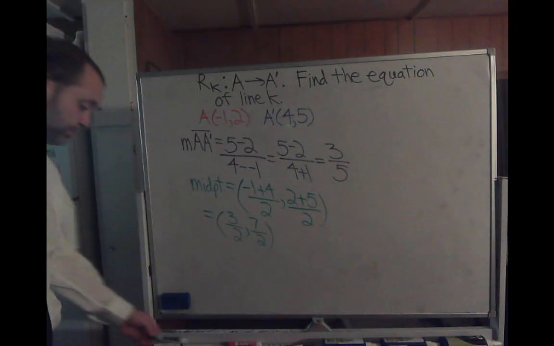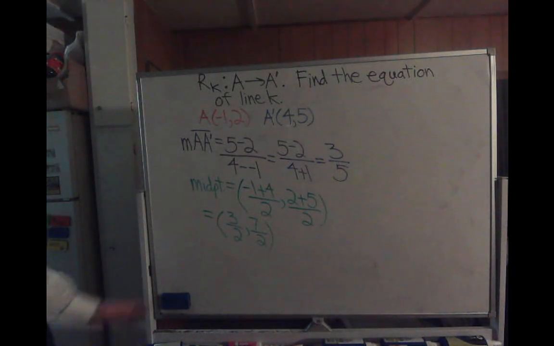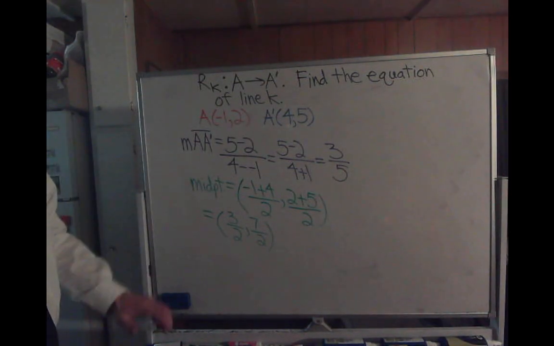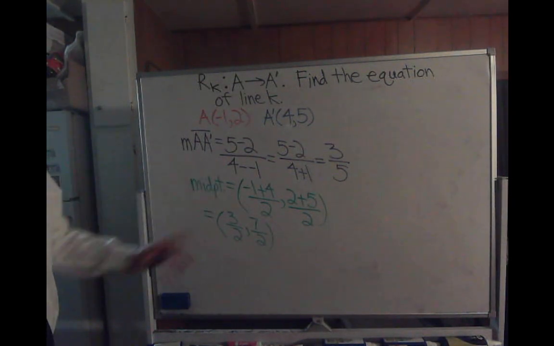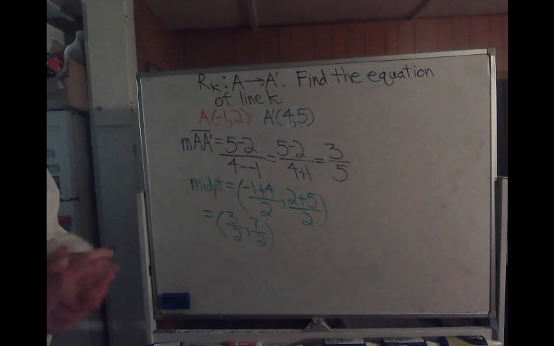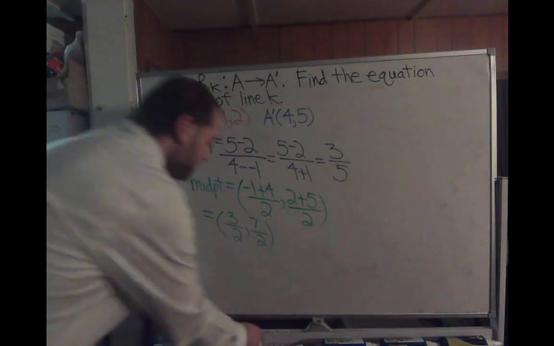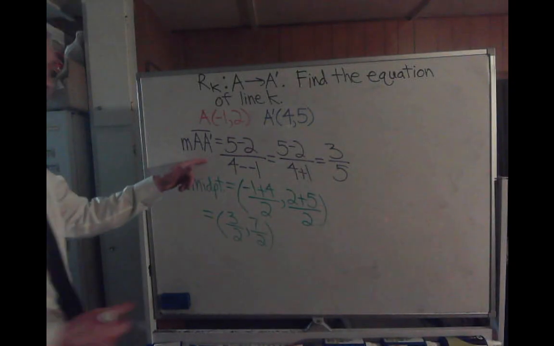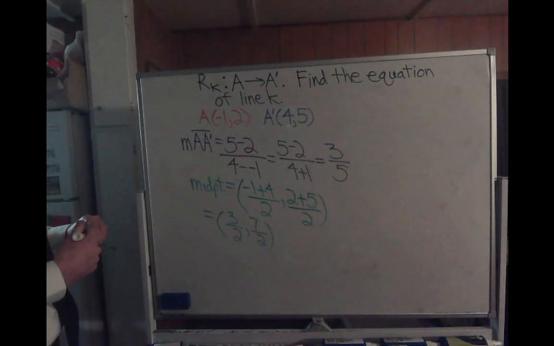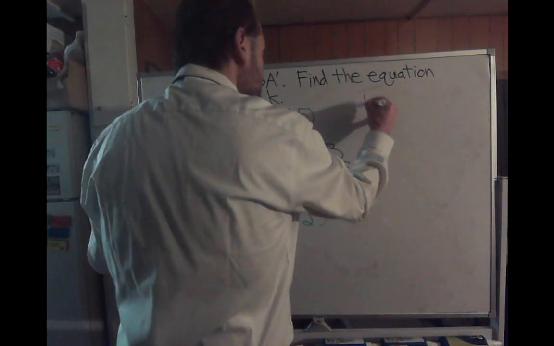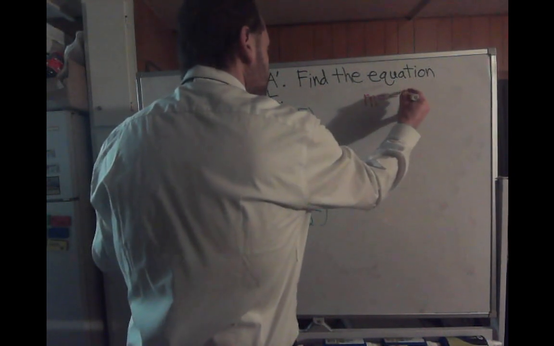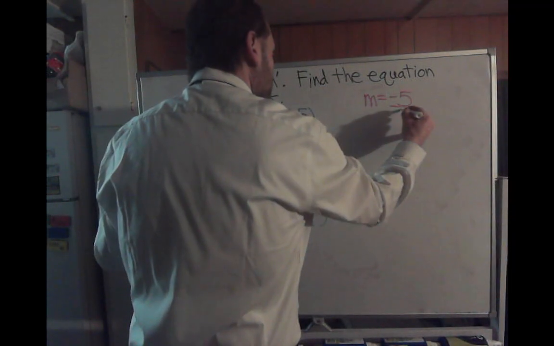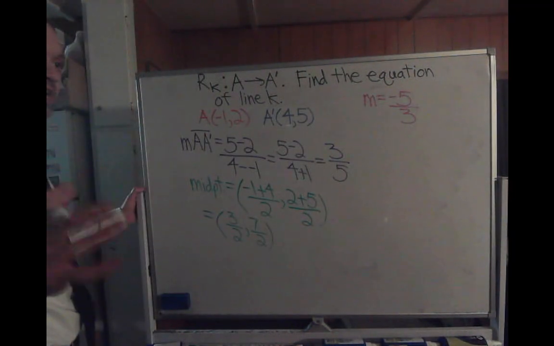Now, we found the slope of the line segment, we found the midpoint of it, and we know that the line of symmetry is the perpendicular bisector of that line segment. So we need to find the slope of the perpendicular bisector. So what's the negative reciprocal of 3/5? That'd be -5/3. So the slope of the perpendicular bisector would be -5/3.